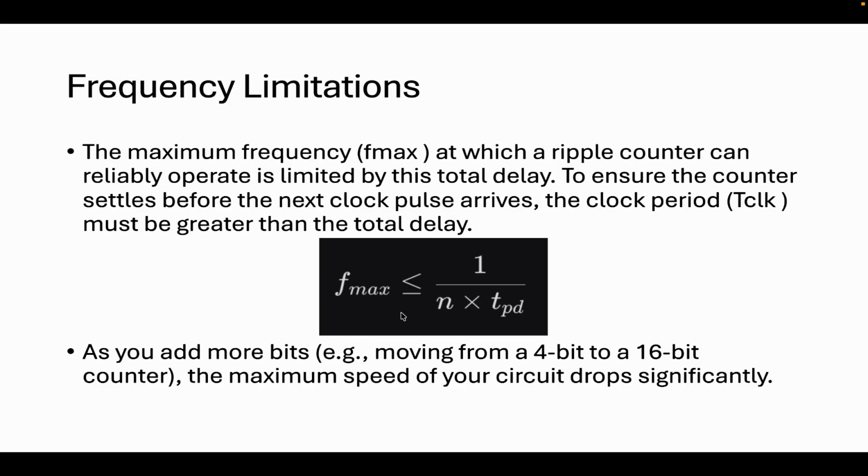So Fmax, your maximum frequency, should be less than or equal to 1 by n into your propagation delay. What we are trying to tell is, here you saw for a 4-bit counter. If you are moving from a 4-bit to a 16-bit counter, the circuit speed will drop significantly. Why? Because your propagation delay is increasing. The more flip-flops in asynchronous mode, the more your propagation delay.